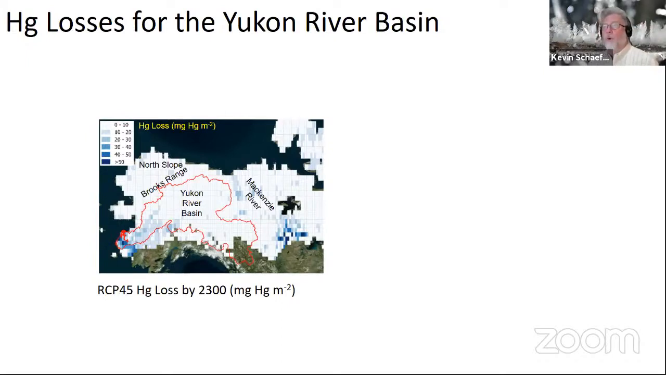And the white and blue boxes represent our modeled projected losses of mercury due to thawing of permafrost and the decay of the organic matter that was frozen. And you can see here, for the RCP 4.5 scenario, and the units here are milligrams of mercury per meter squared, so it's a total column loss of mercury. And you see most places it's actually really small, near zero, because for this scenario, those areas don't thaw out all that much.